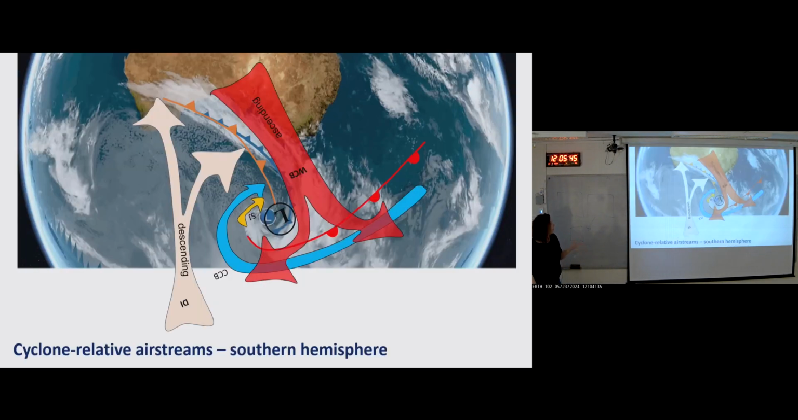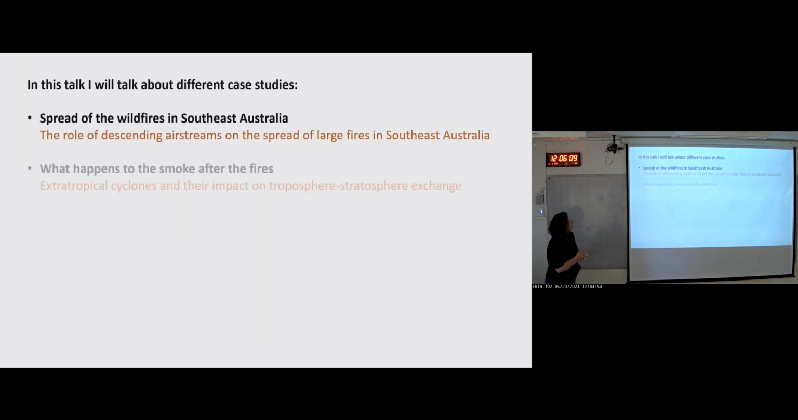One more thing. We're going to talk about Australia, so everything is reversed. The circulation is going that way. The warm conveyor belt is coming from the north. DIs in Australia are mostly coming from the coast of Antarctica. And the circulation is going clockwise. Okay, so the first part, I'm going to talk about the role of descending airstreams.